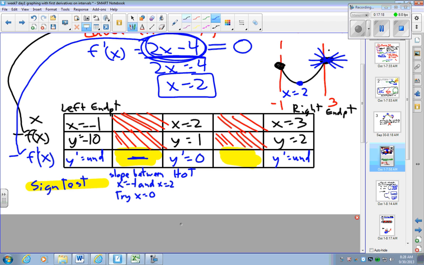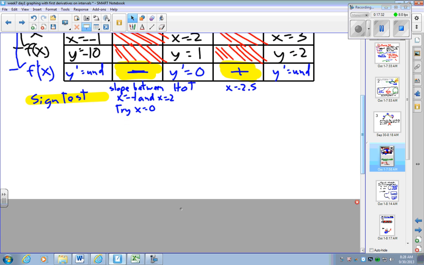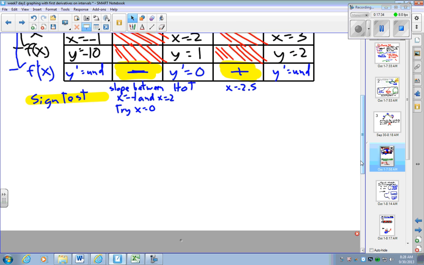Here I might, in my head, try like a 2.5. 2.5 times 2 is 5, minus 4 is positive. Okay? With that, it is nice, because now I can graph it. And I can go with a little bit more detail than what we quickly drew before.